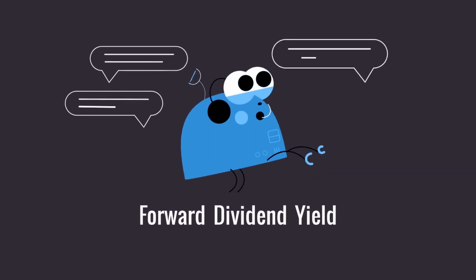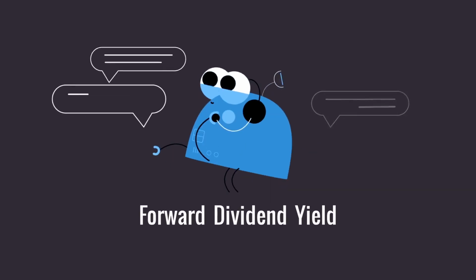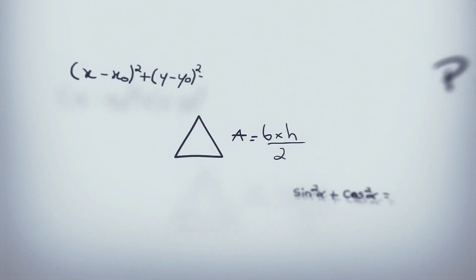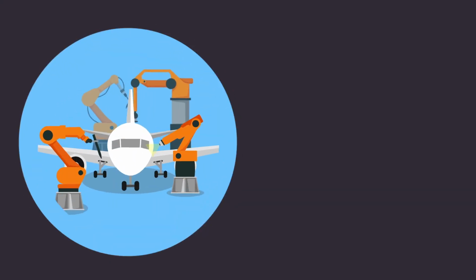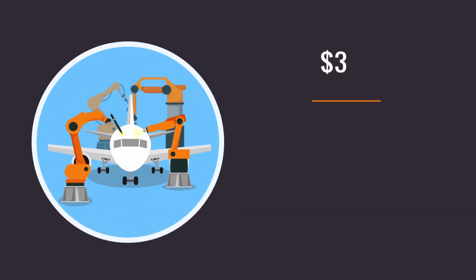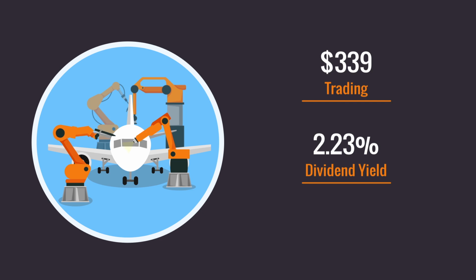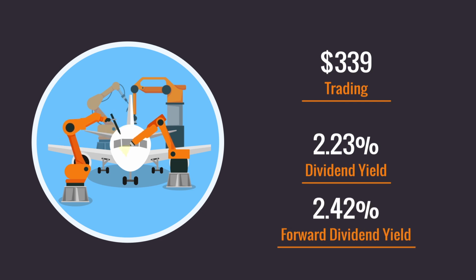Forward dividend yield. The forward dividend yield is the projected dividend for the next 12 months. It is calculated by taking the most recent dividend amount and multiplying it by the dividend payment frequency. For example, airplane manufacturer Boeing's stock is currently trading at $339 with a trailing dividend yield of 2.23% and a forward dividend yield of 2.42%.